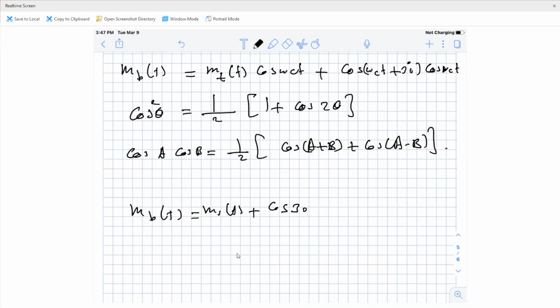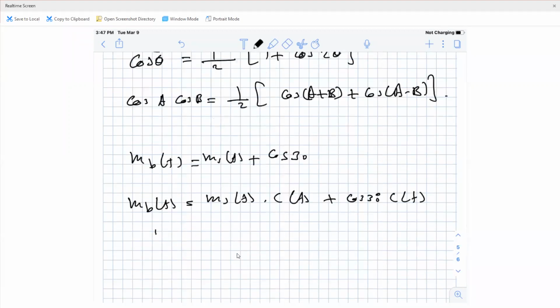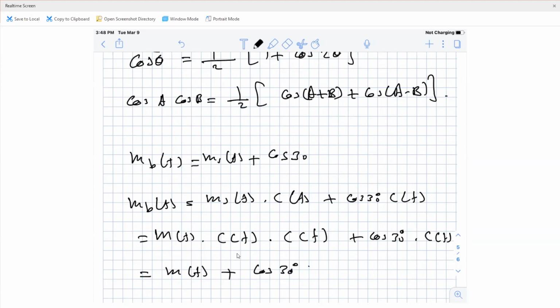Now, this is inside the receiver after frequency down conversion. The remaining step is multiplying by the code sequence C of T. Here we have MB of T equals Ms of T by C of T plus cosine 30 degree C of T. Now, Ms of T is M of T multiplied by C of T, multiplied by C of T, plus cosine 30 degree multiplied by C of T. We said that we are going to perform the exclusive NOR gate when we have multiplication, and C of T by C of T is an exclusive NOR gate, so they are the same. The result will be 1, and the remaining will be M of T plus cosine 30 degree C of T.